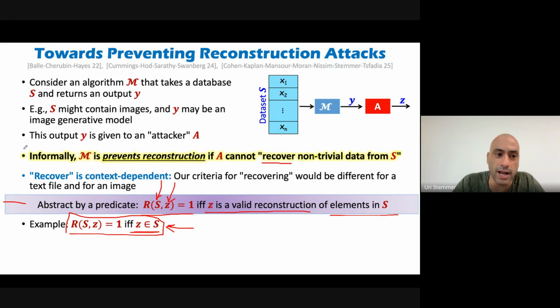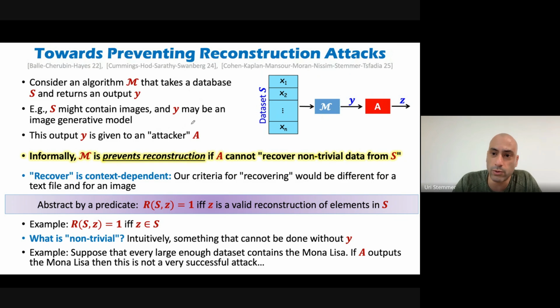The reason for this abstraction via the predicate R is that the notion of successful recovery seems to be very context dependent. For example, I guess that the criteria for when one text file is a successful recovery of another text file would be very different from the criteria for when one image successfully recovers another image, right? Okay, so that's fine. We introduced this reconstruction relation R. I guess this is some answer to the first question, but we still need to understand what non-trivial means, right?